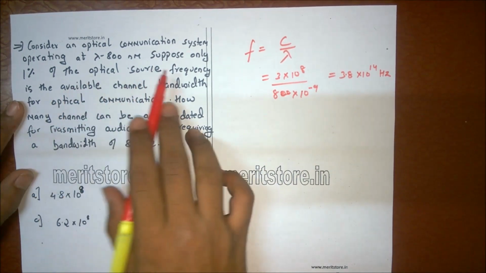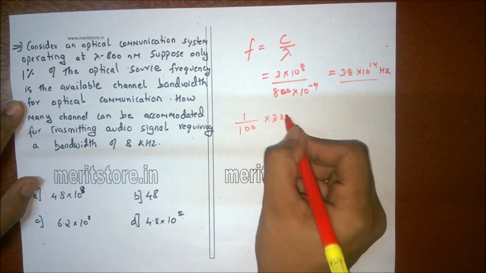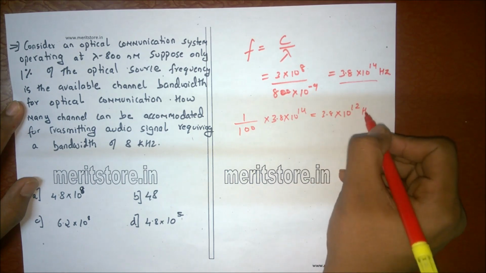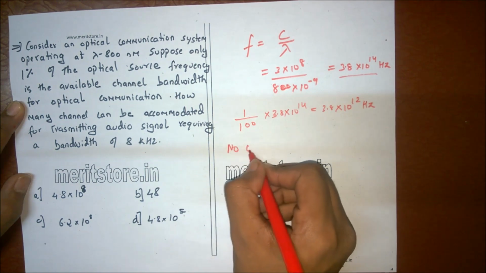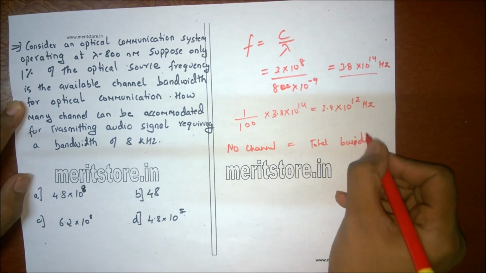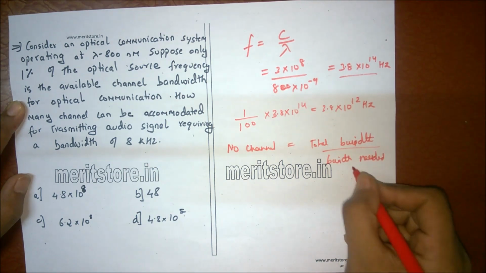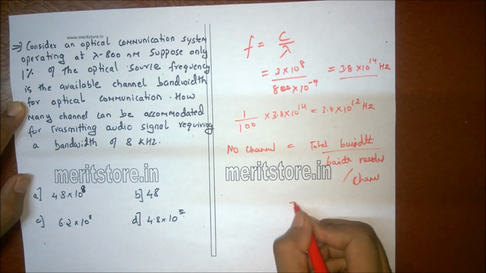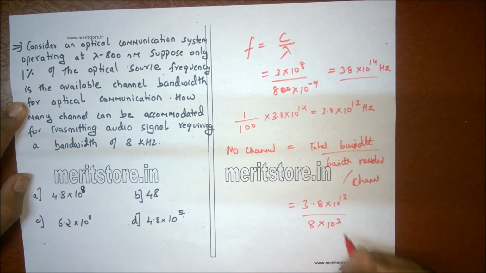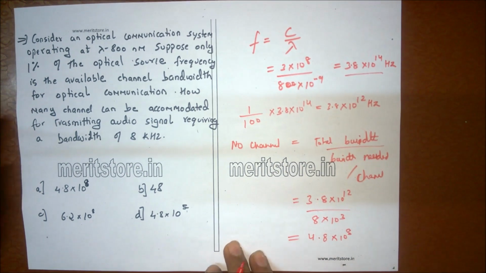Now, only 1% of the optical source frequency is available. So 1% of 3.8 will be 1 upon 100 into 3.8 into 10 raised to 14, which will be equal to 3.8 into 10 raised to 12 hertz. Now, therefore, the number of channels that can be accommodated is equal to total bandwidth upon bandwidth needed per channel, which is equal to 3.8 into 10 raised to 12 upon 8 into 10 raised to 3, which is equal to 4.8 into 10 raised to 8. So the correct answer is option A.